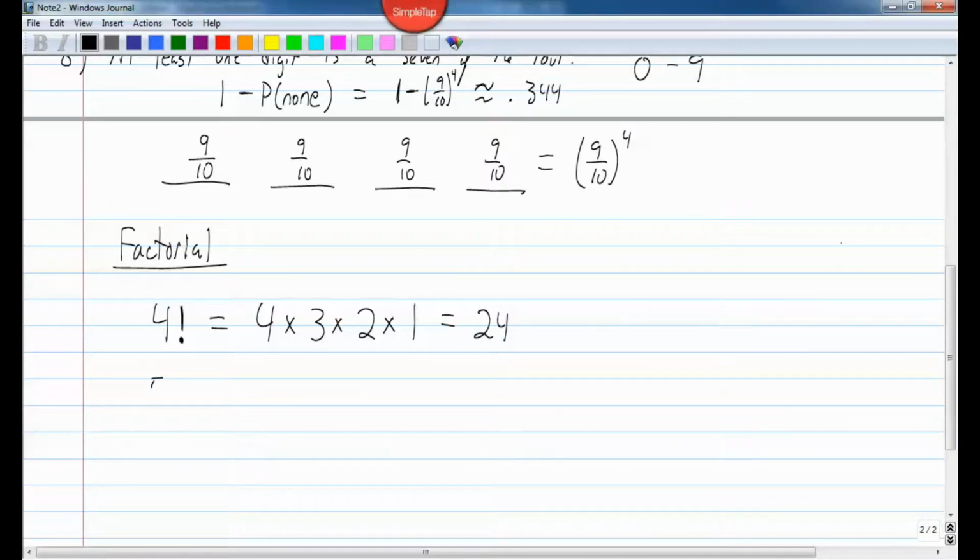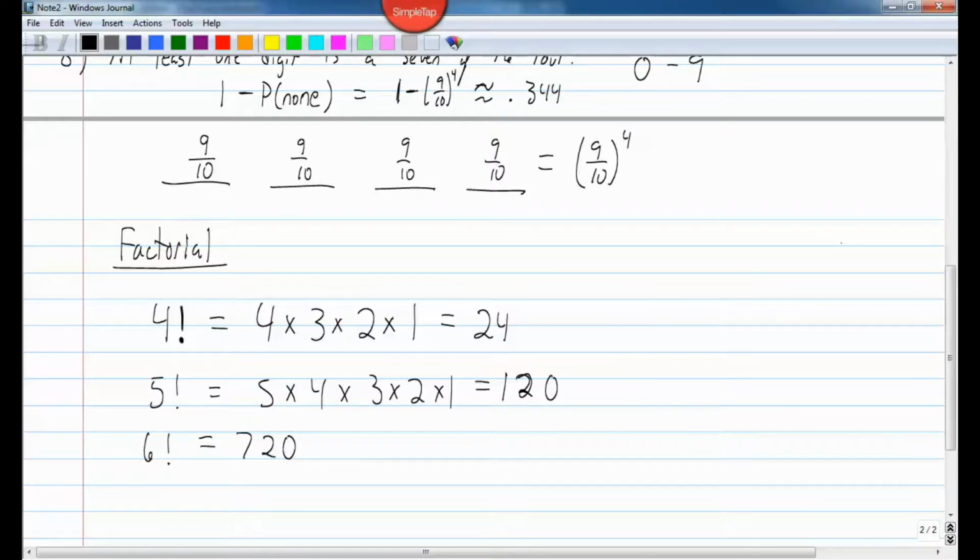Okay? Look at 5 factorial. It's 5 times 4 times 3 times 2 times 1. So 5 factorial would just be 5 times 4 factorial, right? And that would be 120. You can see factorial goes up really fast. 6 factorial, of course you know it's 6 times 5 times 4 times 3 times 2 times 1. That's 720. So they go up really, really fast.